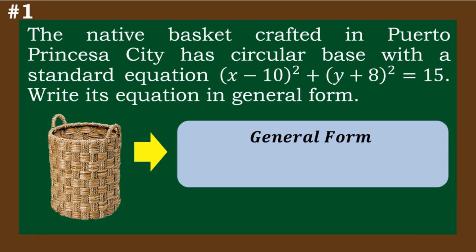The correct answer is. We can find this general form of the equation by solving the values of d, e, and f, and then substitute these values to the general form of the circle.